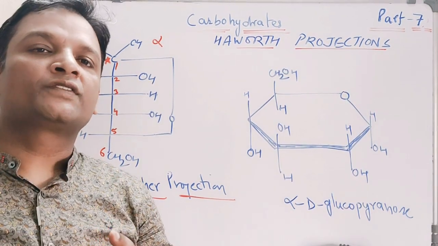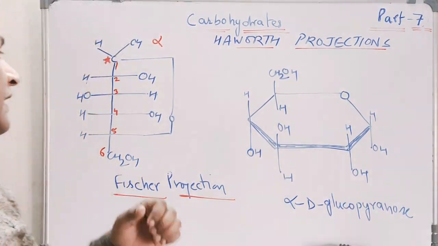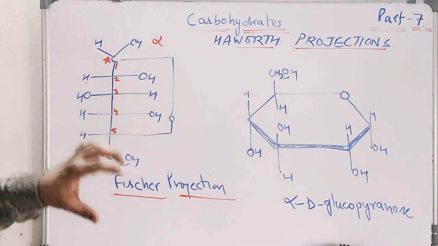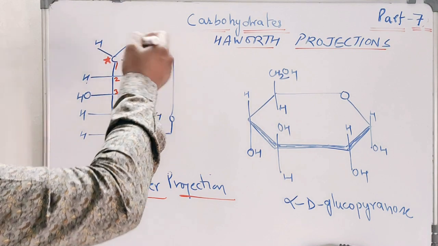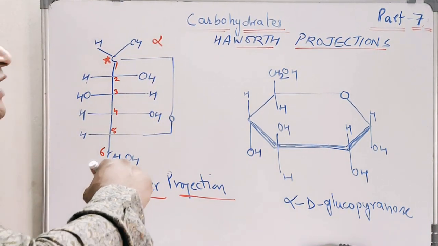So now glucose in a 6-membered form. It is a glucose structure in a 6-membered form. It is a pyranose form of glucose. You can see here, it is the alpha form of glucose. So how to convert this into a Haworth projection?